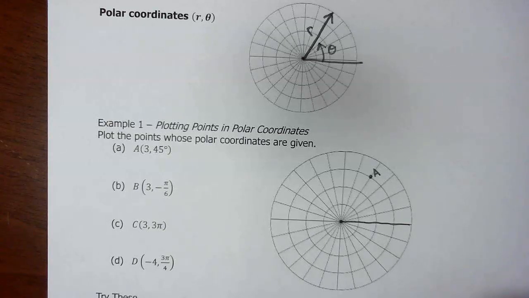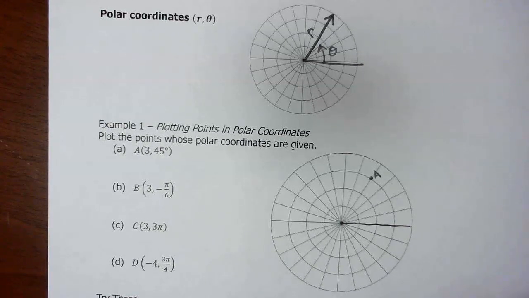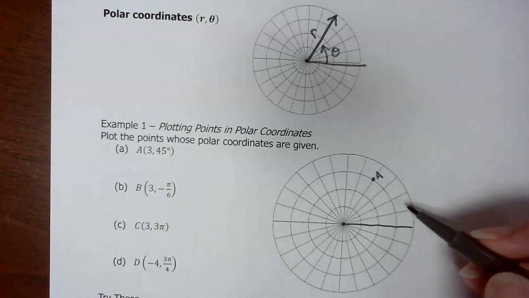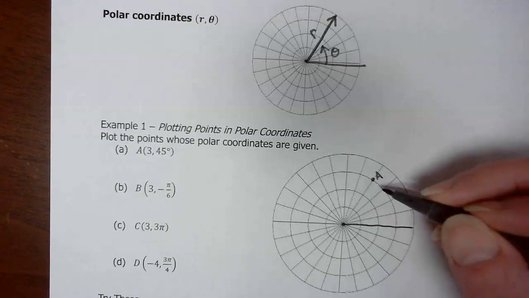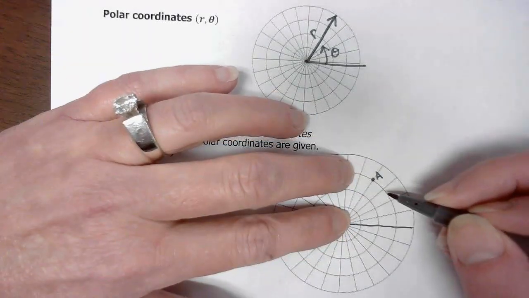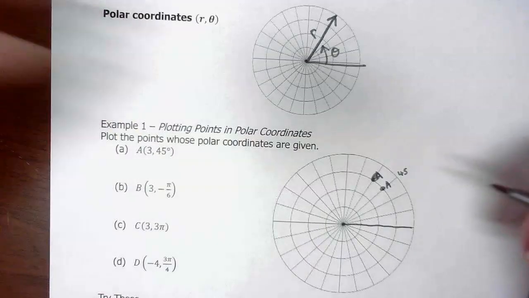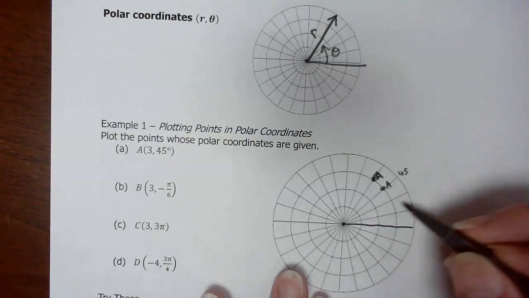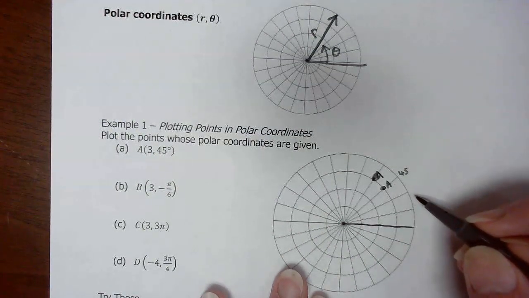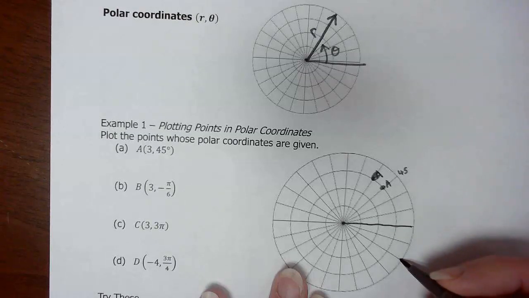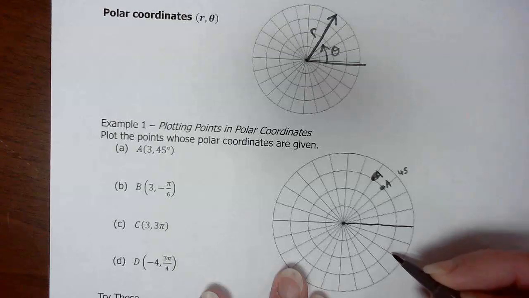Next, (3, negative pi over 6). Okay, so let's see. Pi over 6 was at 30 degrees. Whoops, I messed up. This is 45. Okay, so 30 degrees would be here. Actually it'd be here, but I'm going negative, so that would move me to here. And out 3, so here.